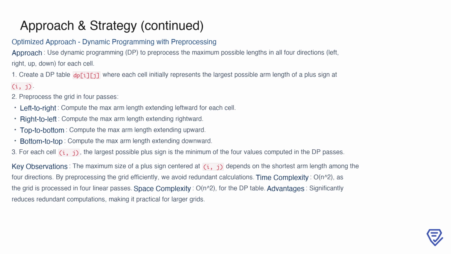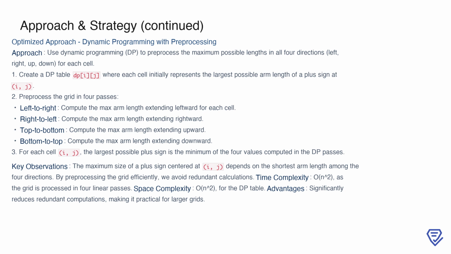method. The key idea is to pre-process the grid and calculate the maximum possible arm lengths in all four directions, left, right, up, and down, for each cell. We achieve this by creating a DP table, dp[i][j], where each entry initially represents the largest plus sign arm length at that cell. The pre-processing is done in 4 linear passes over the grid.